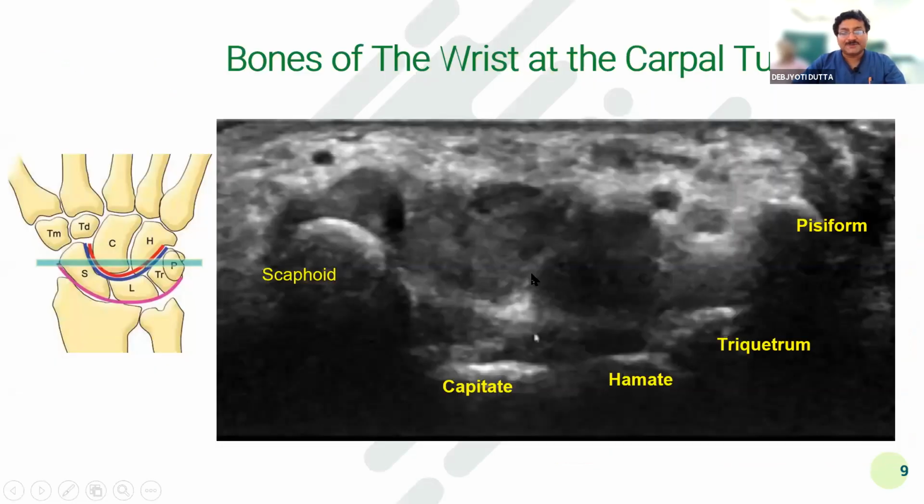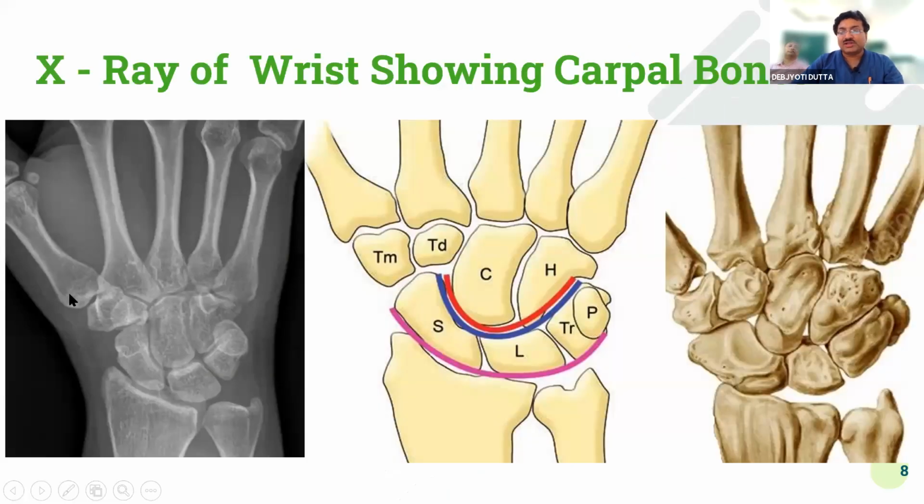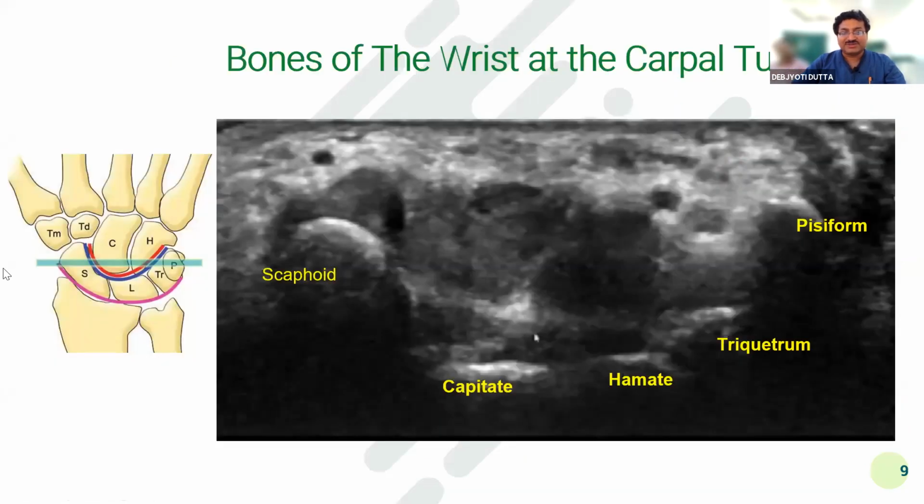Next, how it looks in the ultrasound. It all depends, like X-ray, all the bones you can see in the same section or the same plate. Here you cannot see them in the same plate because they are showing the short axis cutting views. So how many bones we'll be seeing will depend on where you are cutting. So this is where the probe is held. You can see the scaphoid, you can see the capitate, you can see a portion of the hamate, a portion of the triquetrum, and you can see the pisiform. So at this level, you are able to see 5 bones.